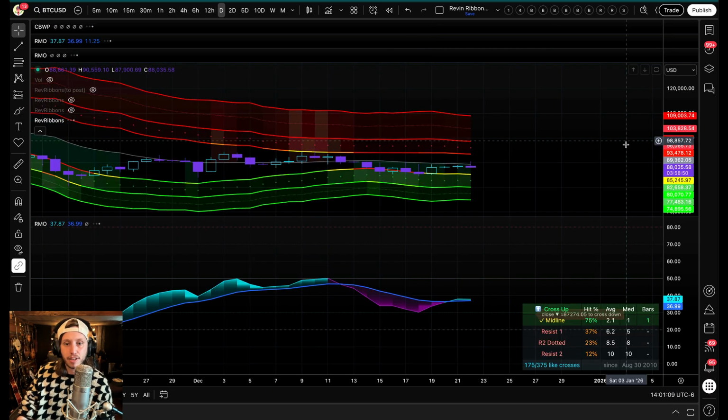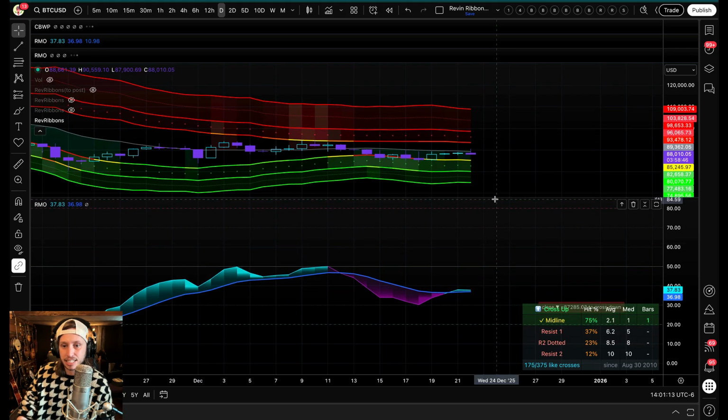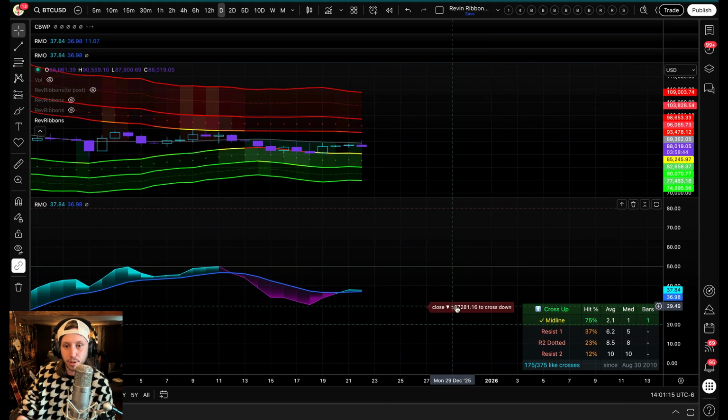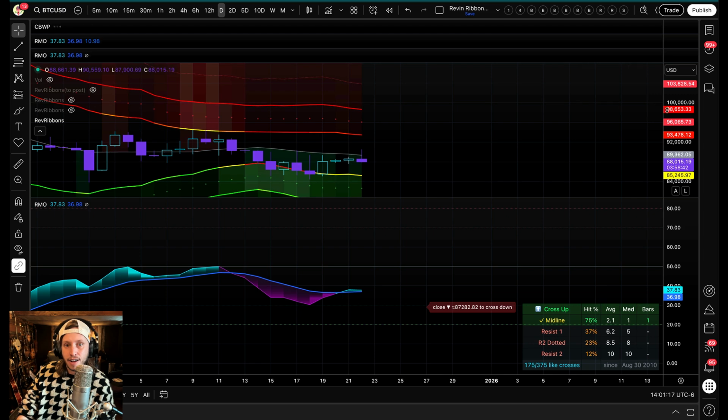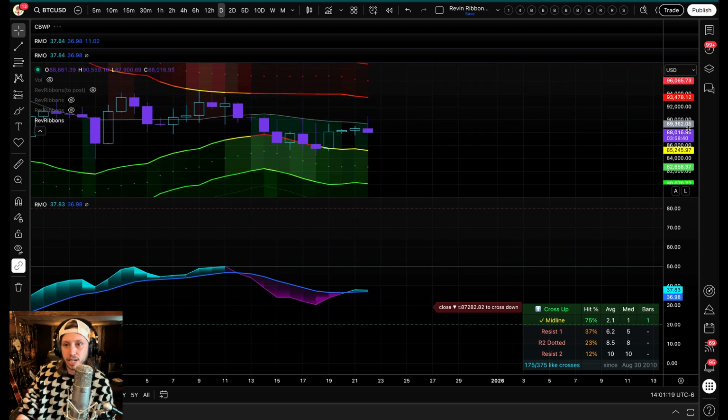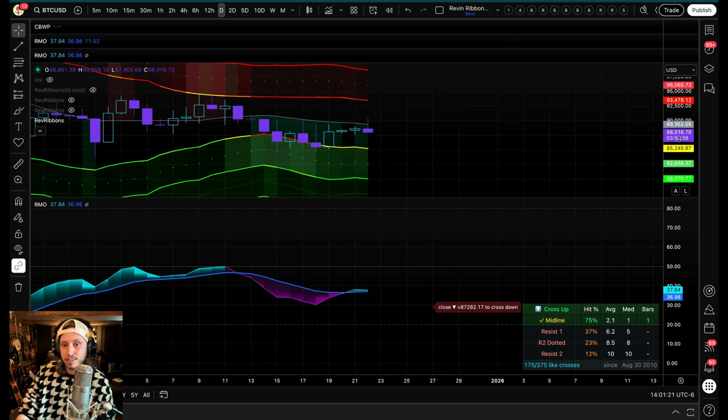On the 1-day time frame, I believe it's crossed to the upside, but just barely, and it's not looking great. It looks like it will cross down below 87.2K, which, if the 6-hour and the 4-hour time frame play out, that probably will cross to the downside. So we saw it cross to the upside, and we saw our first target actually get hit.